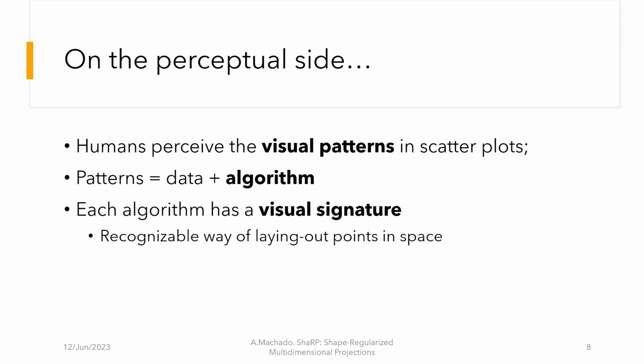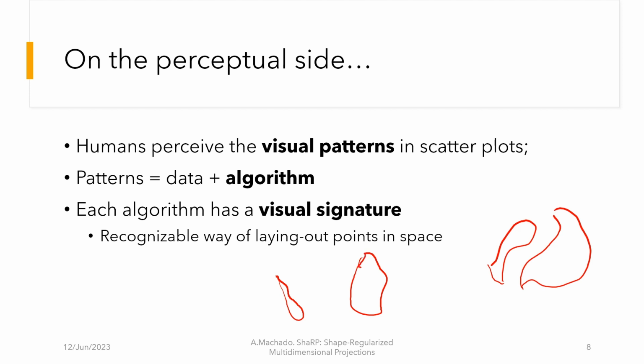That means, for example, that t-SNE has a recognizable way of laying out points in space. UMAP has another way, and PCA has another way. These recognizable ways of placing points in space are what we call visual signature. t-SNE lays things out roughly in a circle, where inside that circle you have little jigsaw puzzle-like pieces that interlock with each other. UMAP, for example, is going to have clusters that are very tightly packed together and very distant from each other.